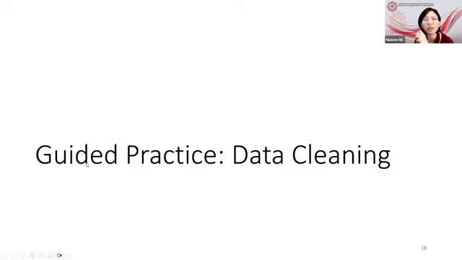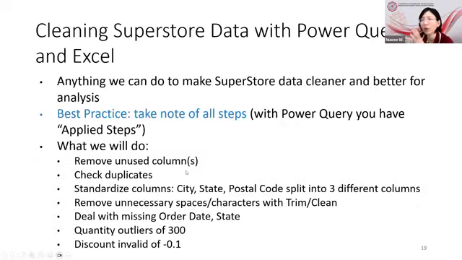Now let's do overlap. Okay. So we want to now clean and transform the superstore data for better analysis. So in this case, the best practice is that we need to take note of all the steps that we did, because we may not do this just once. If you remember, our analytics framework is an iterative process. That means it usually comes back to us, and then you need to do something like this again and again.